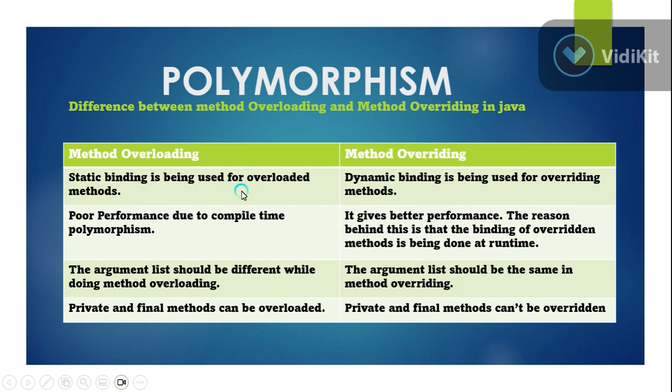Static binding is used for overloaded methods. Here, dynamic binding is used. Overloading has poorer performance due to compile time polymorphism, while overriding has better performance. The reason behind that is the binding of the overridden method happens at runtime. The argument list should be different while doing method overloading. The argument list should be the same in method overriding. Private and final methods can be overloaded. Private and final methods can't be overridden.